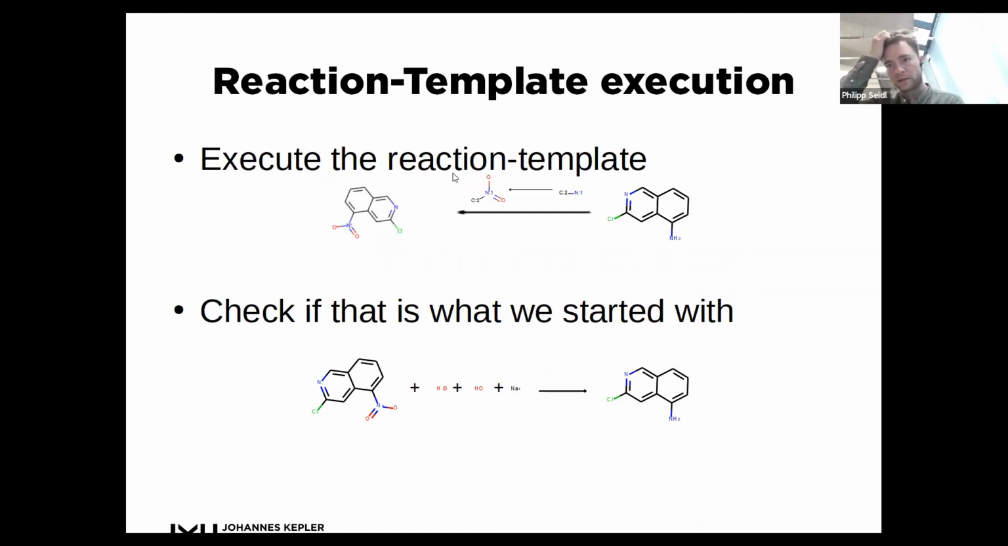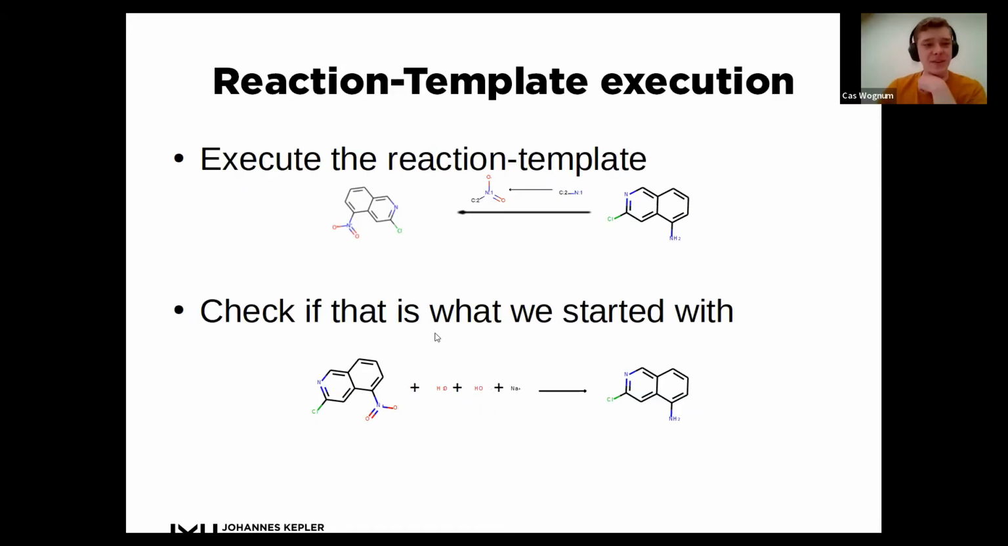After you have selected a template, the next step is to execute it. And again, with this example here, we are given the product. We take the reaction template, we run it. In this case, it matches the nitrogen and the carbon here, and it transforms it to this nitrogen oxygen. Next thing we have to do is check if it was the thing that we started with. And if we neglect the byproducts or the solvents, you can see after you look carefully, because it's switched, this is actually the same molecule.